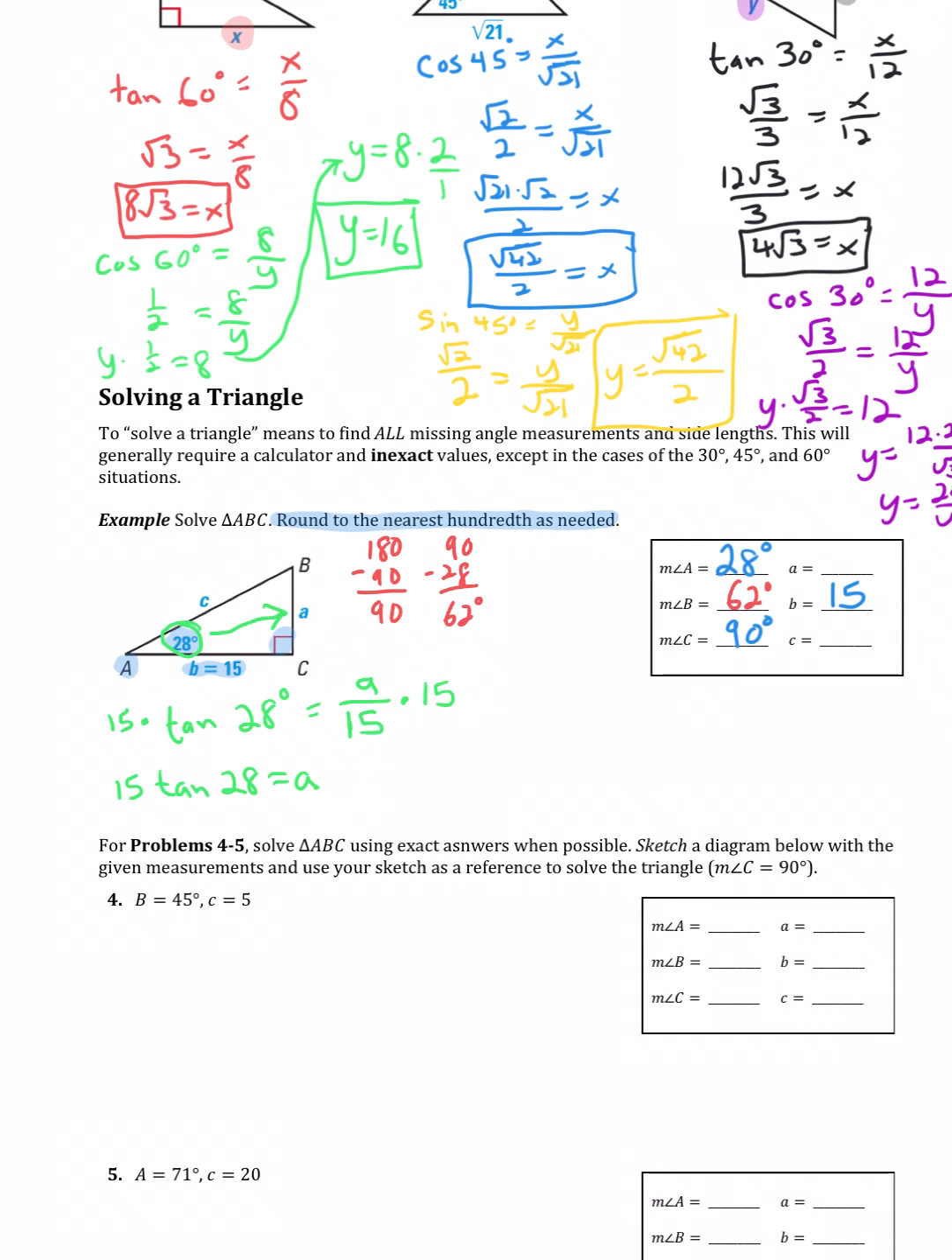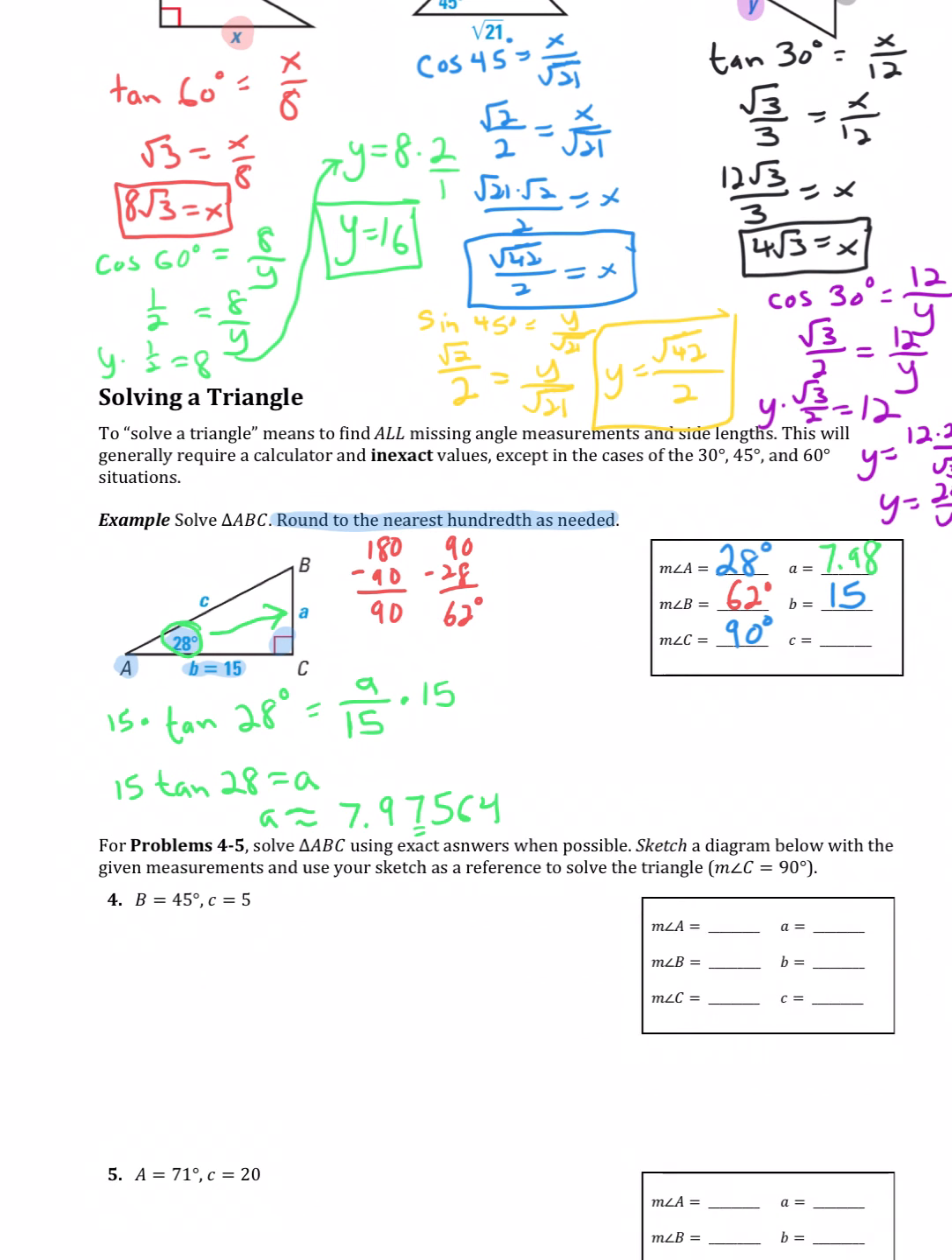Now I can put this into my calculator. It depends on the type of calculator you have, but you'll do tangent of 28, and then multiply your answer by 15, and you'll get an answer for A that you're going to round to the nearest hundredth. So my answer for A was 7.97564. Nearest hundredth is 2 decimal places, so this is going to be 7.98. Because I'm rounding to 2 decimal places, and it was 975, I have to round up a little bit there.